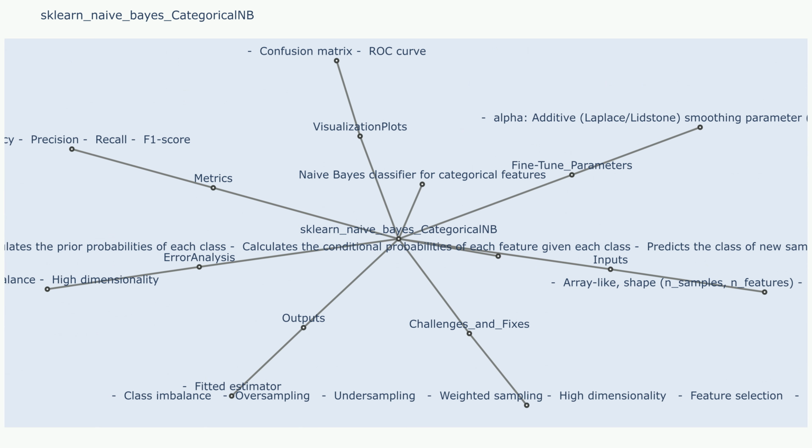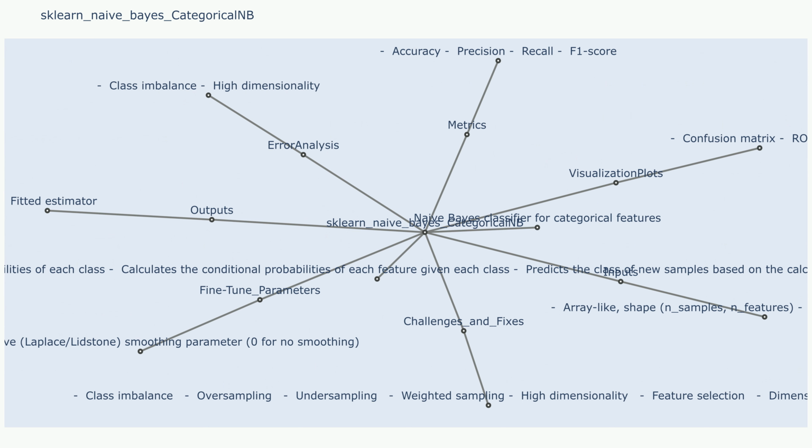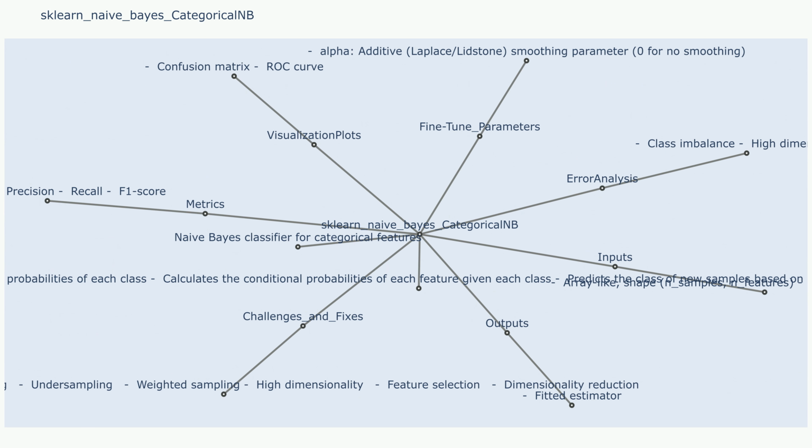Visualization plots. Confusion matrix visualizes the distribution of predicted and actual class labels, revealing the types of errors made by the model. ROC curve plots the true positive rate against the false positive rate for different classification thresholds, providing insights into the model's performance in distinguishing between classes.